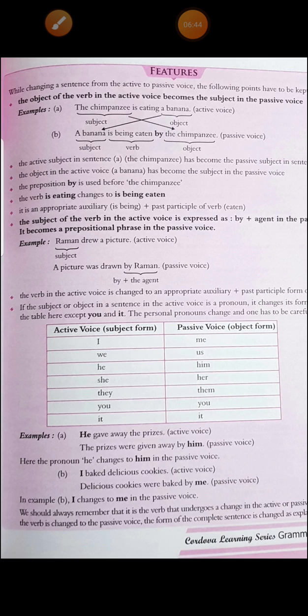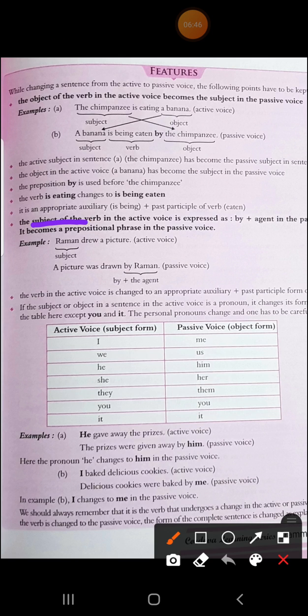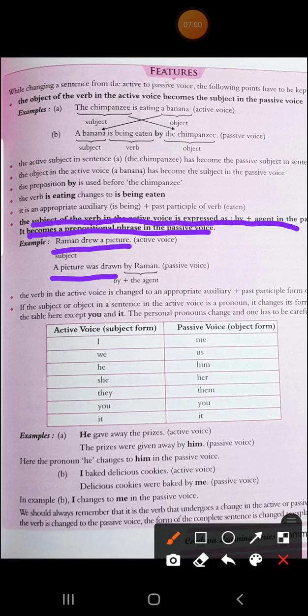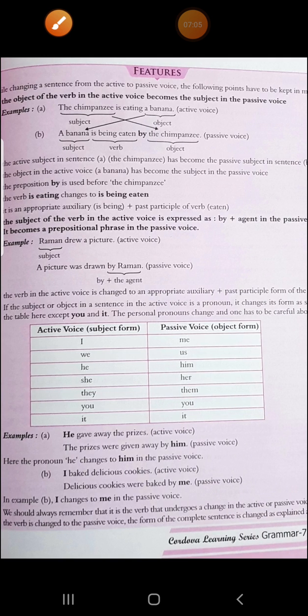Now the second point is the subject of the verb in the active voice is expressed as "by" plus agent. In the passive voice, it becomes a prepositional phrase. See, if it is like this, Raman drew a picture. What will be in passive? A picture was drawn by Raman. See, "by" is used, and there are certain rules which we will study. Don't get worried. We will study them according to the tense. You will get to know what is used when a sentence in active voice changes into passive voice.